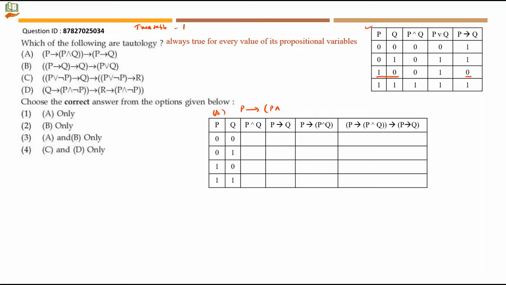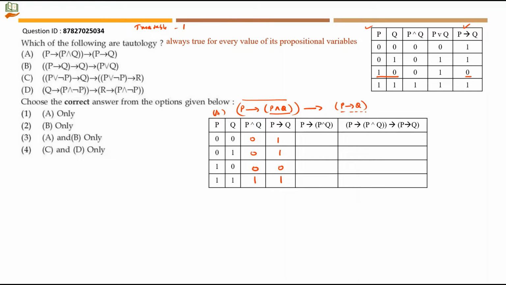P implies P and Q. The result implies P implies Q. First we will find this P implies Q. So we have 1, 1, 0, 1 from this particular column. Then we have P and Q we will solve. So P and Q will be 0, 0, 0, 1. So 0 into 0 is 0, 0 into 1 is 0 again, 1 into 0 is also 0, 1 into 1 is 1. Now we will find for P implies P and Q.